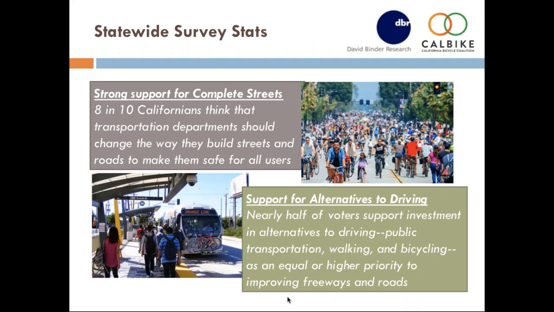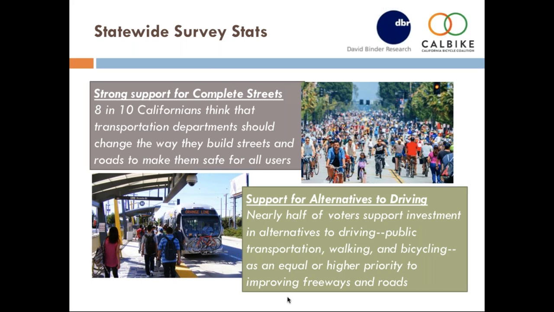And with that in mind, I just wanted to share a couple of statistics from a statewide poll that the California Bicycle Coalition commissioned and was done by David Binder Research in the Bay Area. A couple of those data points are really strong support for complete streets across the state. In fact, nearly 80% of California voters think that transportation departments should be changing the way they design and build our streets and roads so that they're safe for everyone and easier for people to get around.